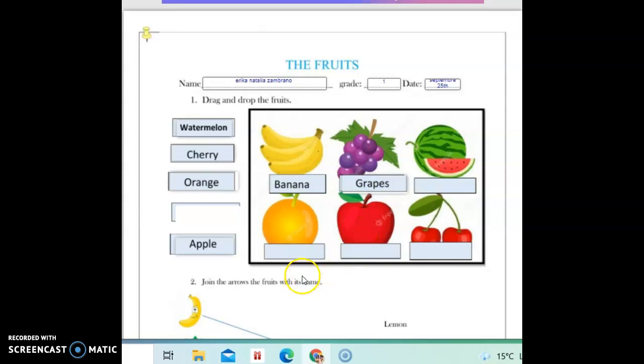Second, watermelon. The fruit is watermelon. We draw the word watermelon. Second, orange. We draw the word orange. Second, apple. We draw the word apple. Second, we draw the word cherry.